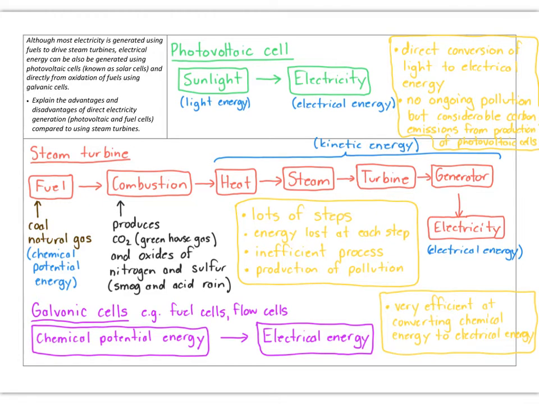However, fuel cells and flow cells overcome some of those problems, and they are very efficient at converting chemical energy to electrical energy. So the chemical potential energy that's stored in our fuel, in a fuel cell or a flow cell, is nearly all converted to electrical energy. Whereas where the chemical potential energy in a fuel is used to power a steam turbine, only a small amount of that gets converted to electrical energy. So again, that's the main advantage of these processes that have fewer steps.